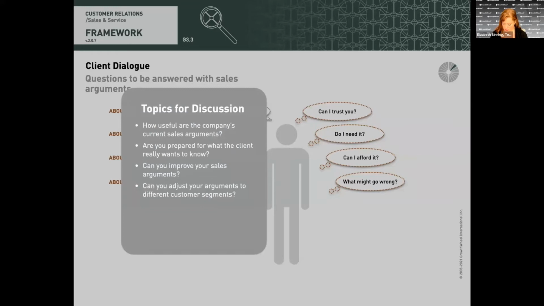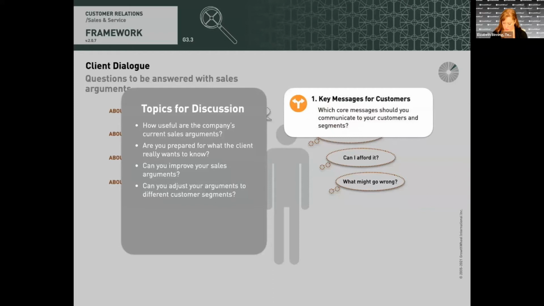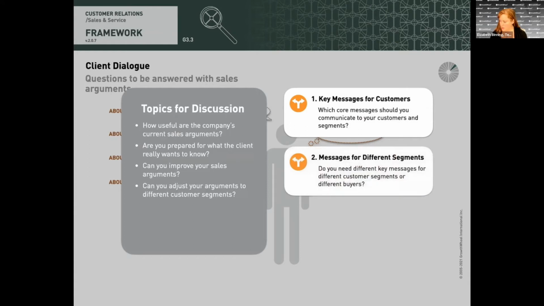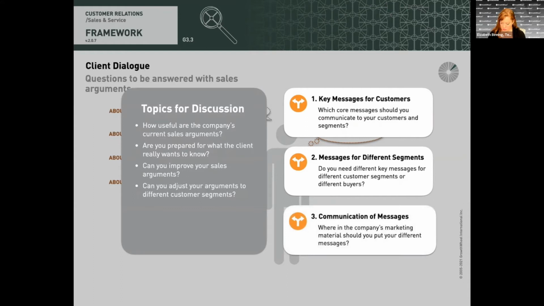Decisions to be made may include: key messages for customers. Decide which core messages to communicate to your customers and segments. Messages for different customer segments. Decide whether you need different key messages for different customer segments or different buyers. And communication of messages. Decide where to put various messages in the company's marketing material. And that's the GrowthWheel Framework Client Dialogue.